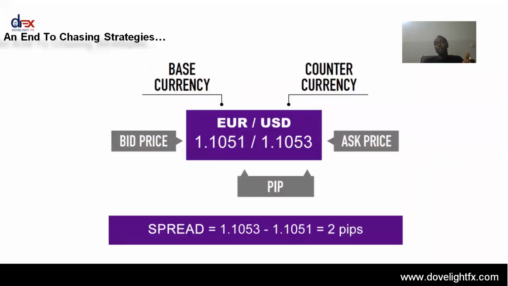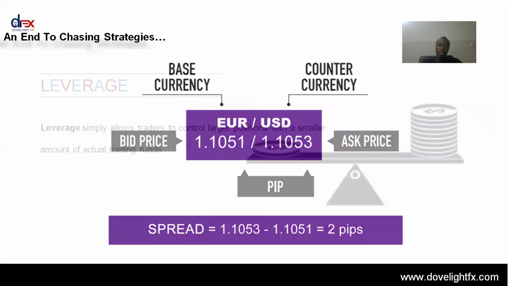So this is simply a quote where you have Euro USD, you have 1.1051/1.1052. This is your bid price to your left, your ask price to your right, and this is self-explanatory. We talked about this, they subtracted to get 2 pips, which is actually the spread.